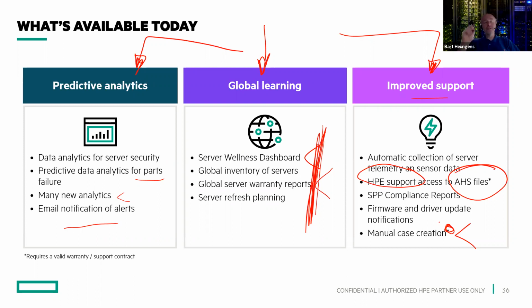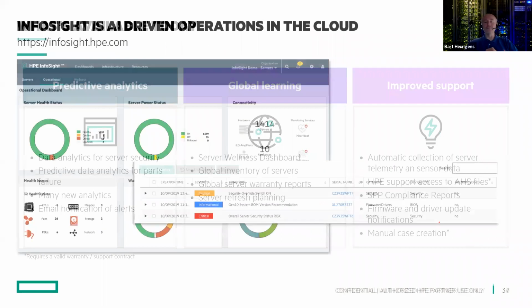But my advice to you guys, if your customers have Gen 8, Gen 9, Gen 10 servers with iLO 4, iLO 5, and you don't have them connected yet with InfoSight, first things first, do this. And then you come back and you will see all the next steps that will be coming in InfoSight, okay?